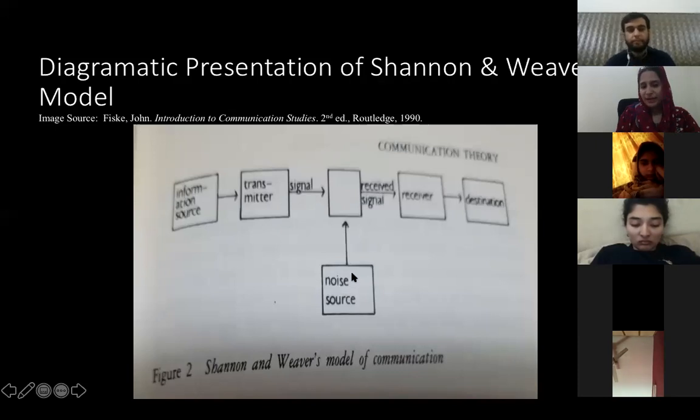Let's see what we have here. Shannon and Weaver said that when information begins from a source, then it goes to a transmitter. At this point, when the signals are being transmitted, the information can be interrupted by some sort of noise.